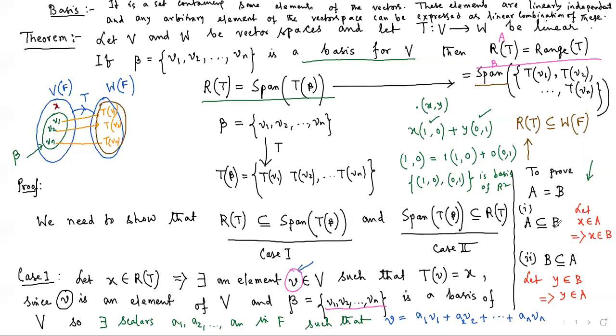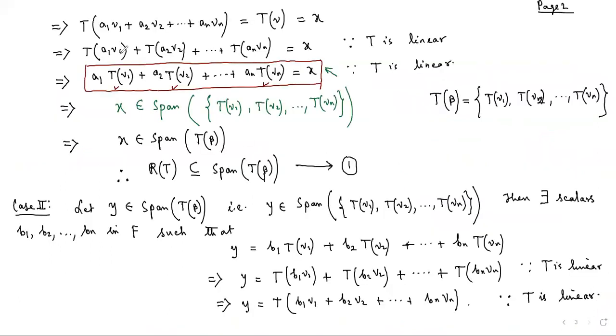Yes, sir. Okay, and A subset of B has already been proved when I proved RT is a subset of span of T beta. Now I am just taking the reverse. I'm considering span of T beta being a subset of RT. That part I'm showing. So the way by which I proceeded, you just check the steps and tell me if you have any doubt regarding any step in any particular logic. If not, then we can continue.